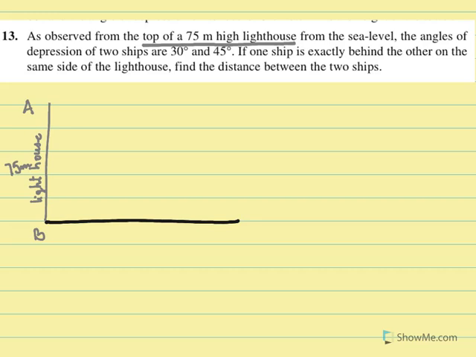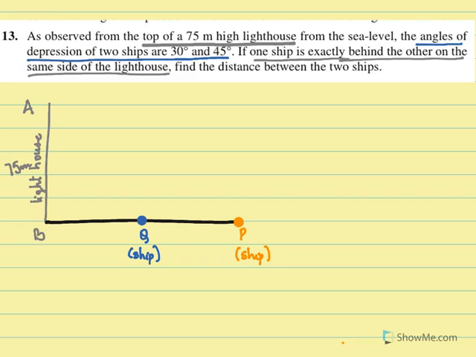From the sea level, the angle of depression of two ships is 30 and 45. So here there are two ships, so let one ship be maybe here. They said one ship is exactly behind the other, so there's one ship here and there's another ship here. Maybe we should mark the ships as Q, one ship. So this is the ship, and here we have P, which is also another ship. It's given that the one ship is exactly behind the other on the same side of the lighthouse. And now the angle of depression, they said, is 30 and 45.